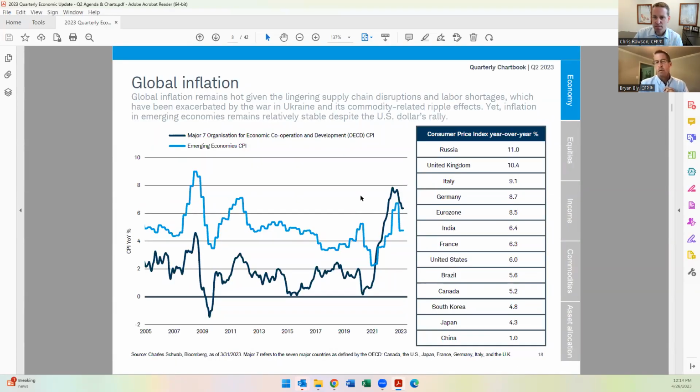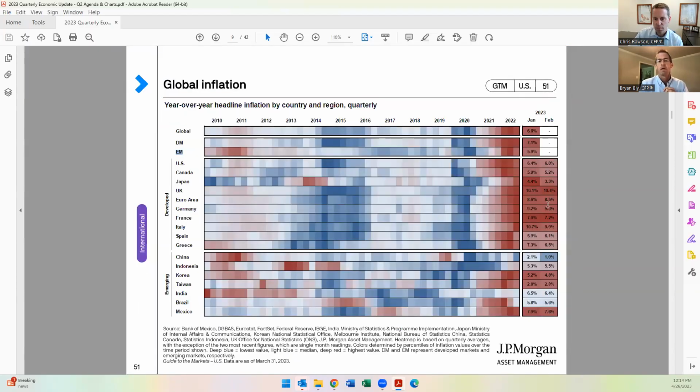Even though it's coming down, it remains high. As you can see on that heat map, there's still more work to be done. We'll get into a little bit more central bank policy, now that central banks are nearing the end of the hiking cycles and leveling things off, and how that will impact inflation going down the road. But we already can see some of those effects early on.